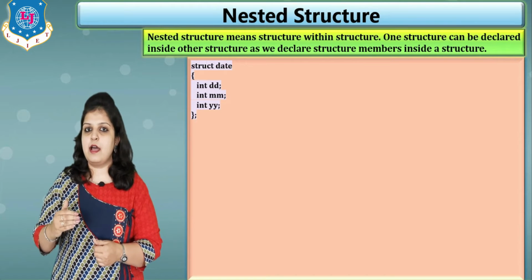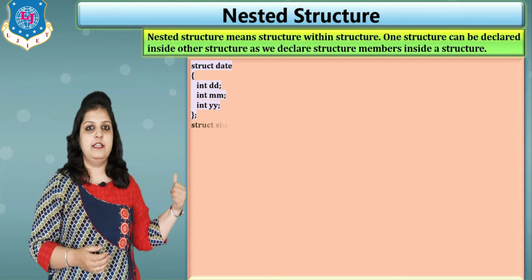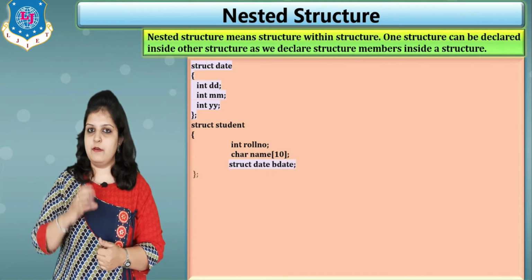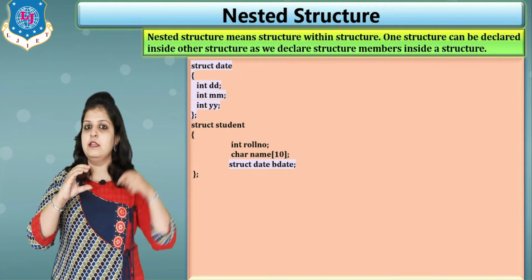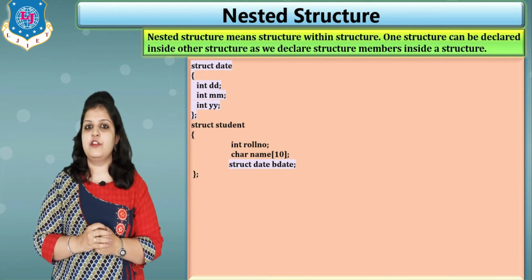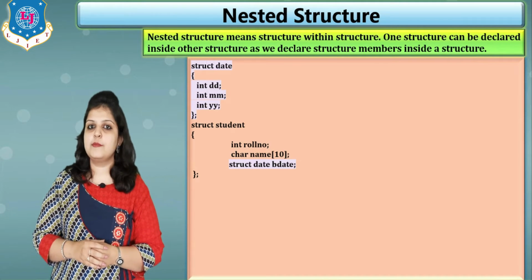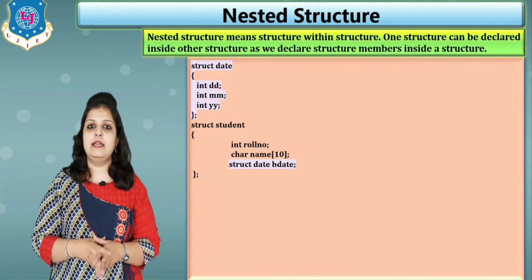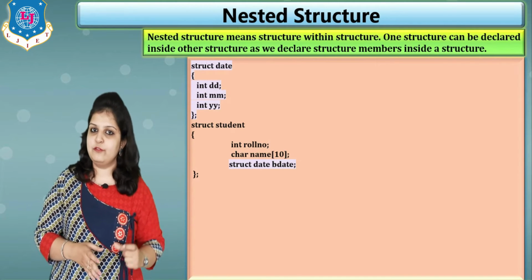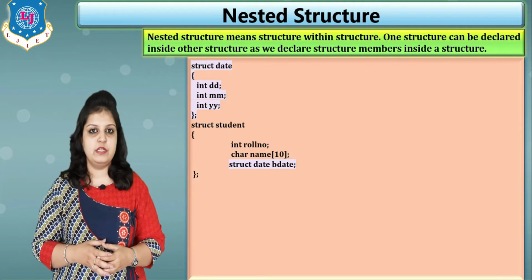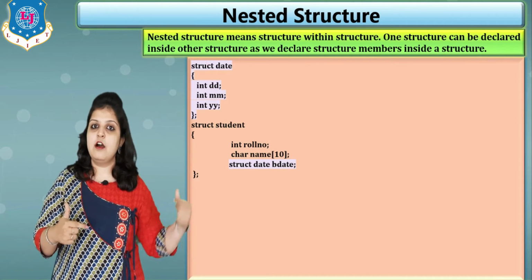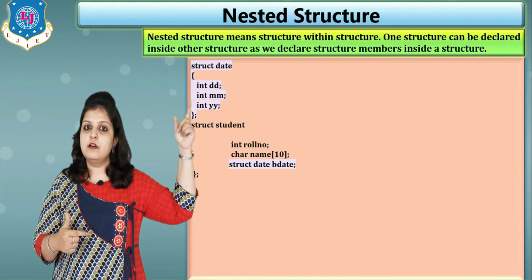Now I am defining another structure, that is student. So struct student. Here our main structure is student, but the date structure we can use inside the student structure. The first member of student is a roll number and the second is a name. Now I want to use the date structure in my student structure, so how can we use it? As a member variable we can define our structure variable of date.